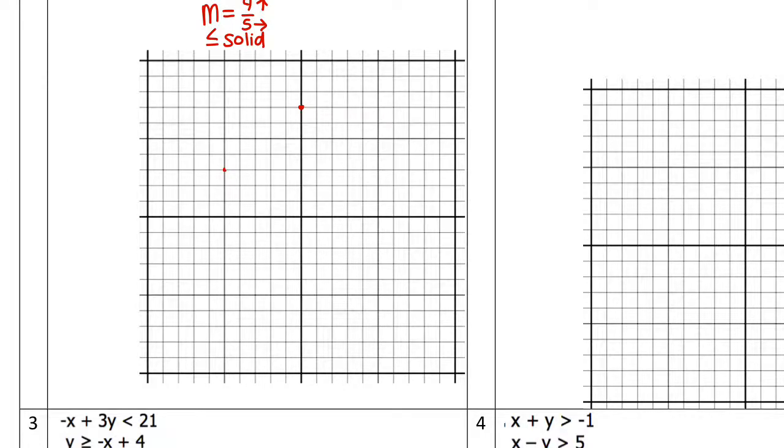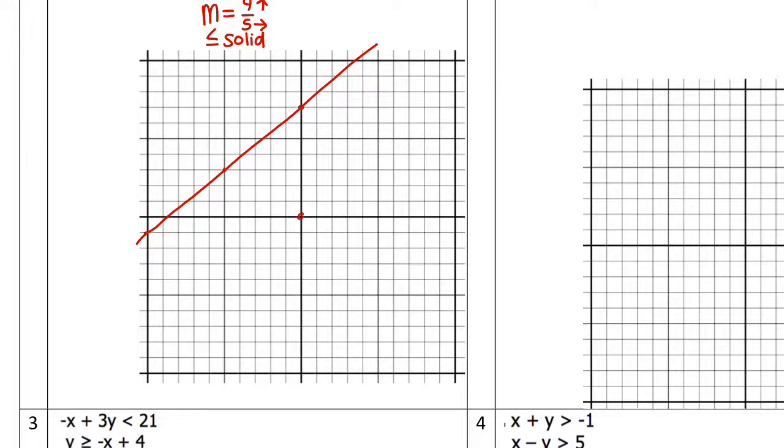Okay. And I would go backwards again. 1, 2, 3, 4, 1, 2, 3, 4, 5. And again, I said this would create a solid line, so now I'm going to connect these points with a solid line as best as I can make. Not too bad. And of course, my final step is to decide which side is true.